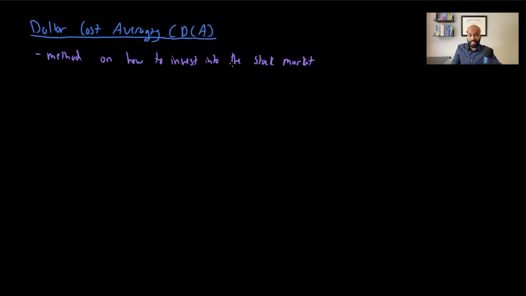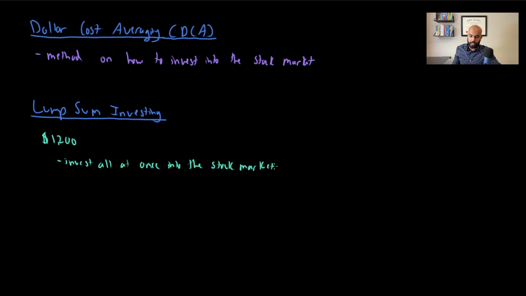The concept is called dollar cost averaging, DCA for short. Dollar cost averaging is a method that shows how to invest into the stock market. To understand how it works, let's look at the other method of investing known as lump sum investing. For example, let's say you get $1,200. You could take this entire $1,200 and invest all at once into the stock market.